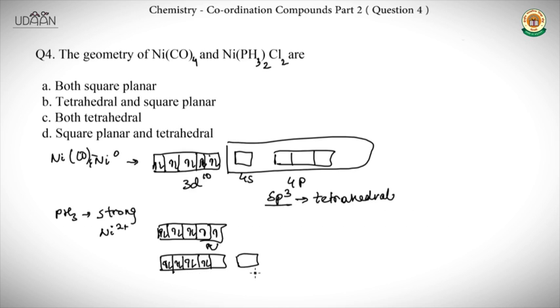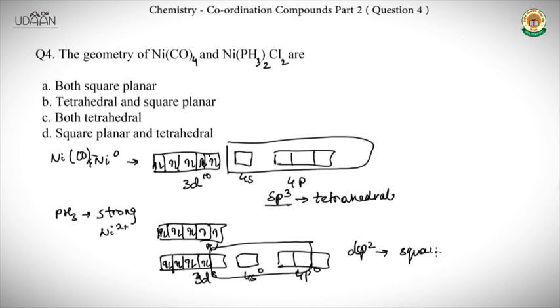So one of the d orbitals would be empty now. And hence we have a 3d8, 4s0, 4p0. And thus this will be the hybridization. So hybridization would become dsp2, which is a square planar configuration. So thus the answer will have to be tetrahedral and square planar, option B.